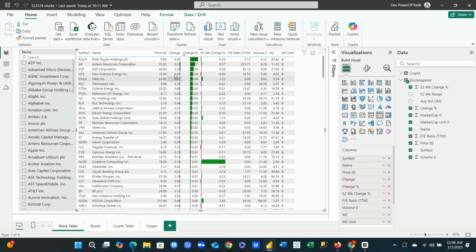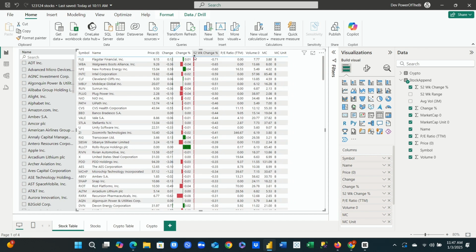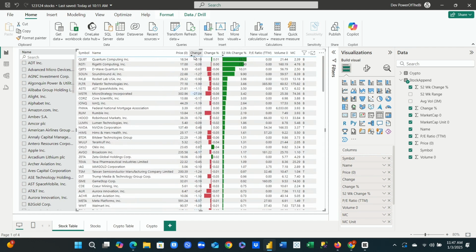Stock. Now, you may say, well, has this stock grown over the last 52 weeks? It's grown over the last day, but has it grown over the last 52 weeks? So I'm going to go to the 52-week change percentage column, and I am going to look at the order. And again, I got the red column, the red bars first. Now I've got green bars.